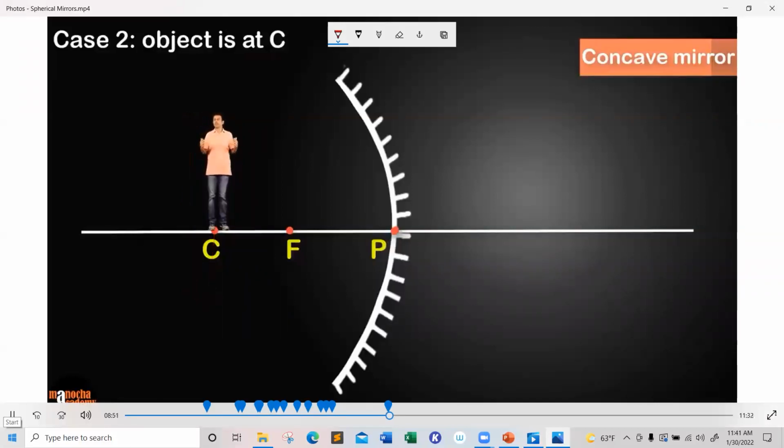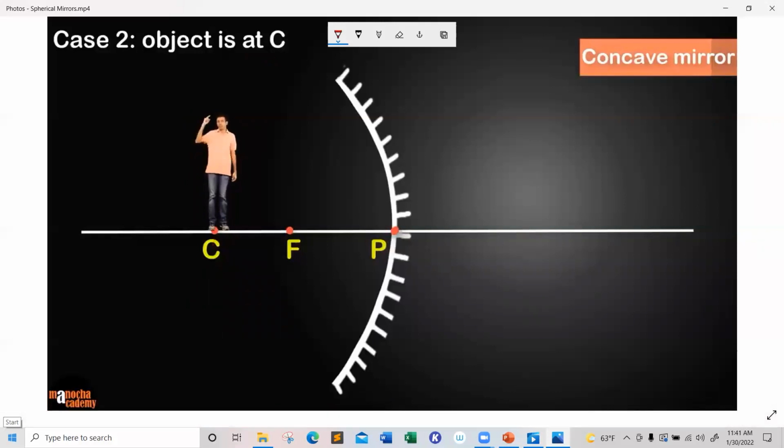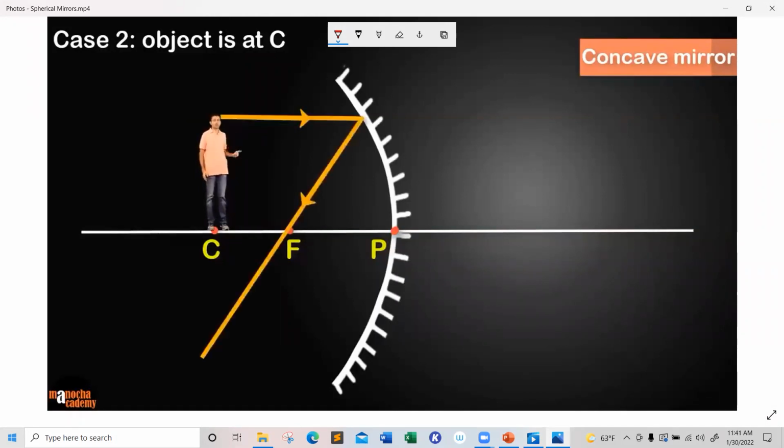Once again, let's draw the rays from the top of the object. We need to use 2 rules from the first 3 rules. So for our first ray, let's use rule 1. The ray that is parallel to the principal axis after reflection passes through the focus. Now I can't use rule 2 since I am standing on the center of curvature. So let's go ahead and use rule 3.